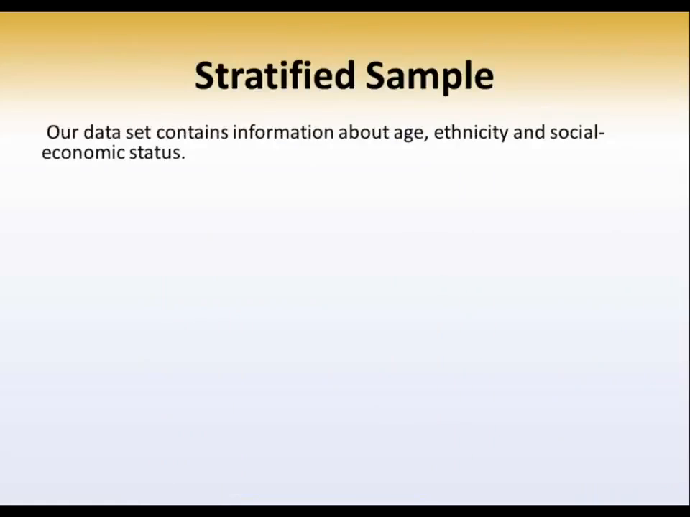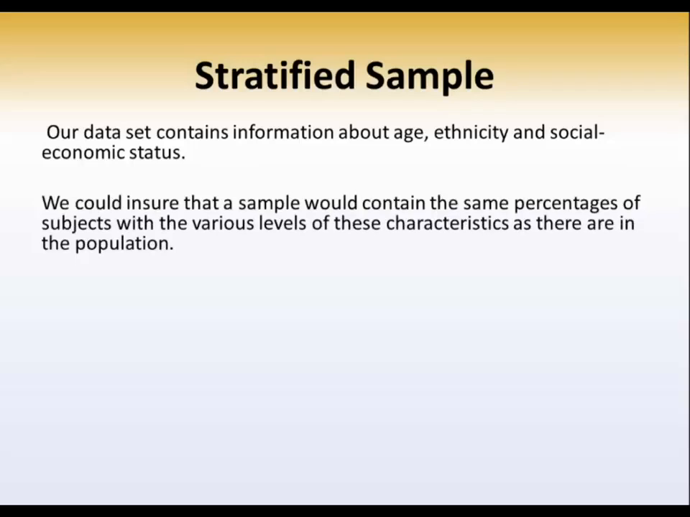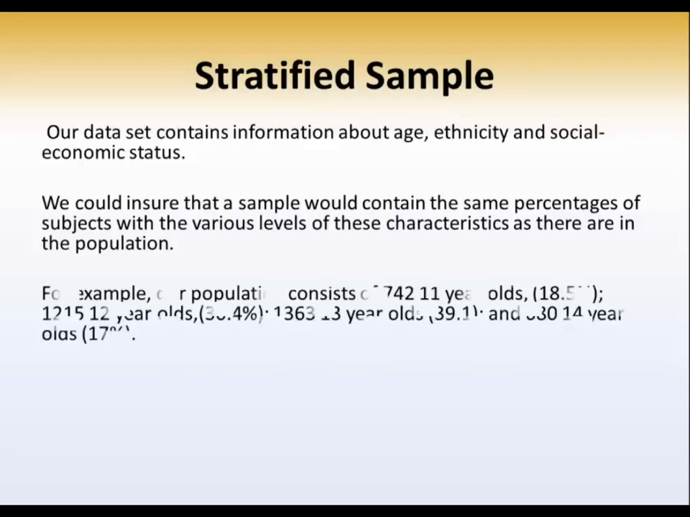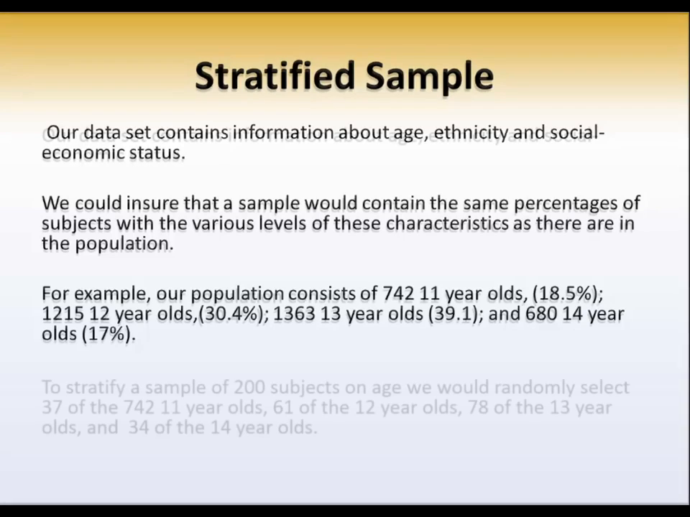Another way to sample is called a stratified sample. Our data contains information about the age, ethnicity, and social economic status of our students. We could ensure that a sample would contain the same percentage of subjects with the various levels of these characteristics as there are in the population. For example, our population consists of 742 11-year-olds, which is 18.5% of the population, and 30% are 12-year-olds, and 39% are 13-year-olds, and 17% are 14-year-olds.